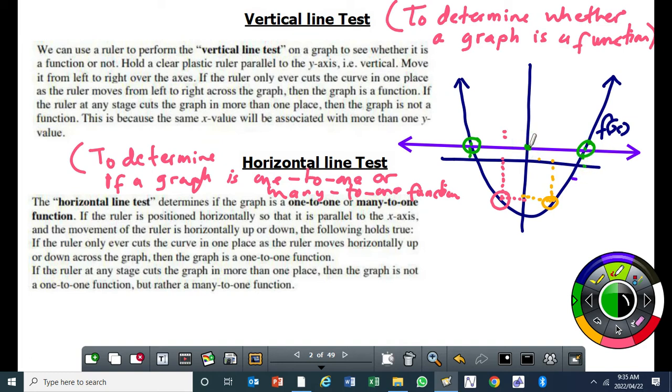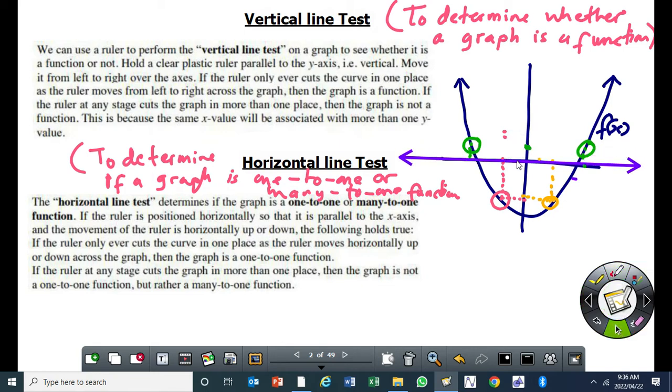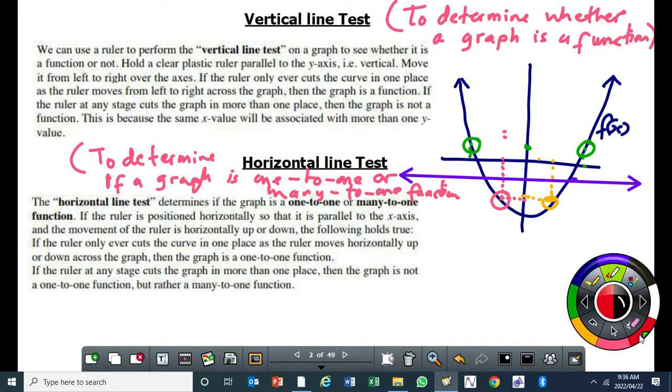So how many x values do we have? Two. And how many y values? One. So the quadratic function is a many-to-one function, because we have two values of x giving us the same y value. If I move it again further down, say somewhere there, again, at this point there is an x value, at that point there is an x value. So we have got two x values giving us the same y value. Therefore, the quadratic function is a many-to-one function.